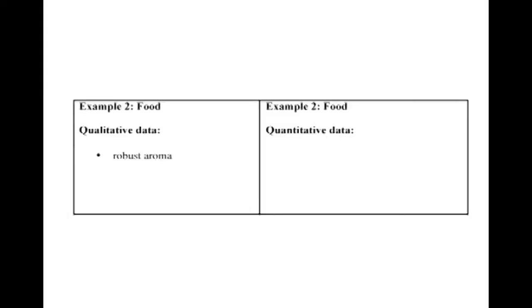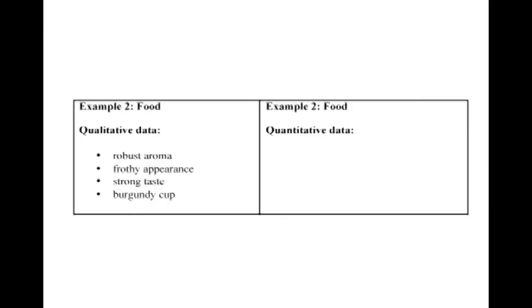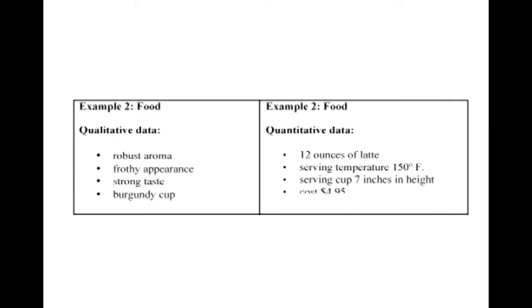Example 2, food. In qualitative data, we look at robust aroma, frothy appearance, strong taste, burgundy cup. However, for the same food, when we look at quantitative data, we look at 12 ounces of latte, serving temperature 150 Fahrenheit, serving cup 7 inches in height, cost is $4.95.